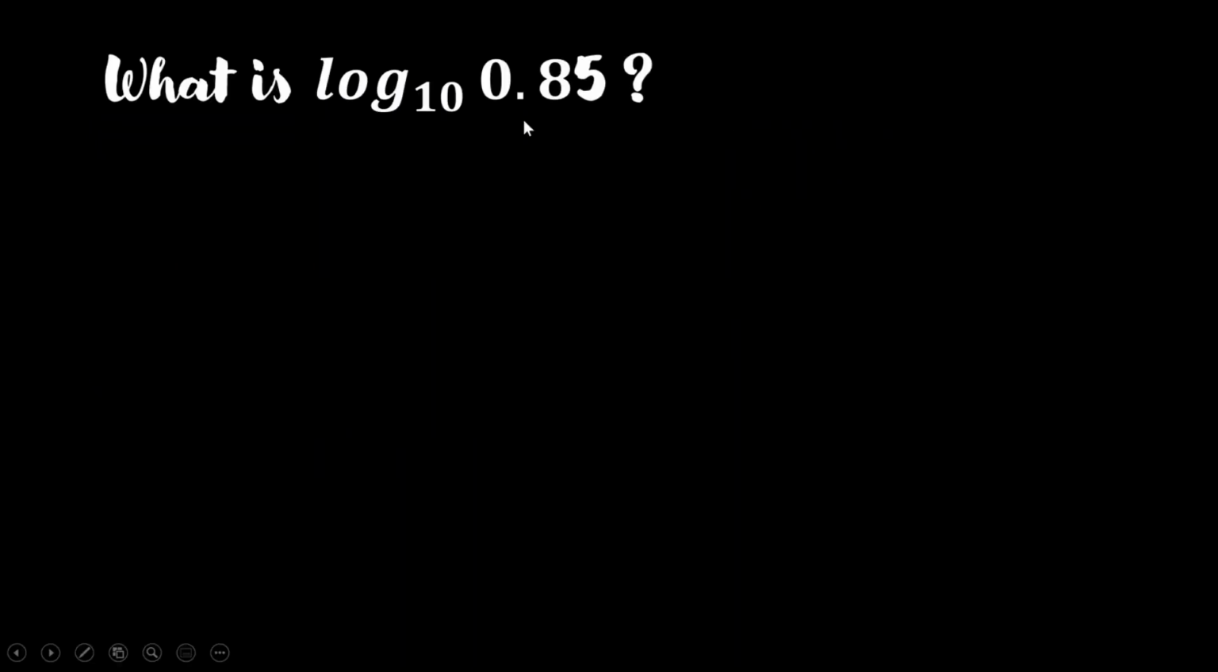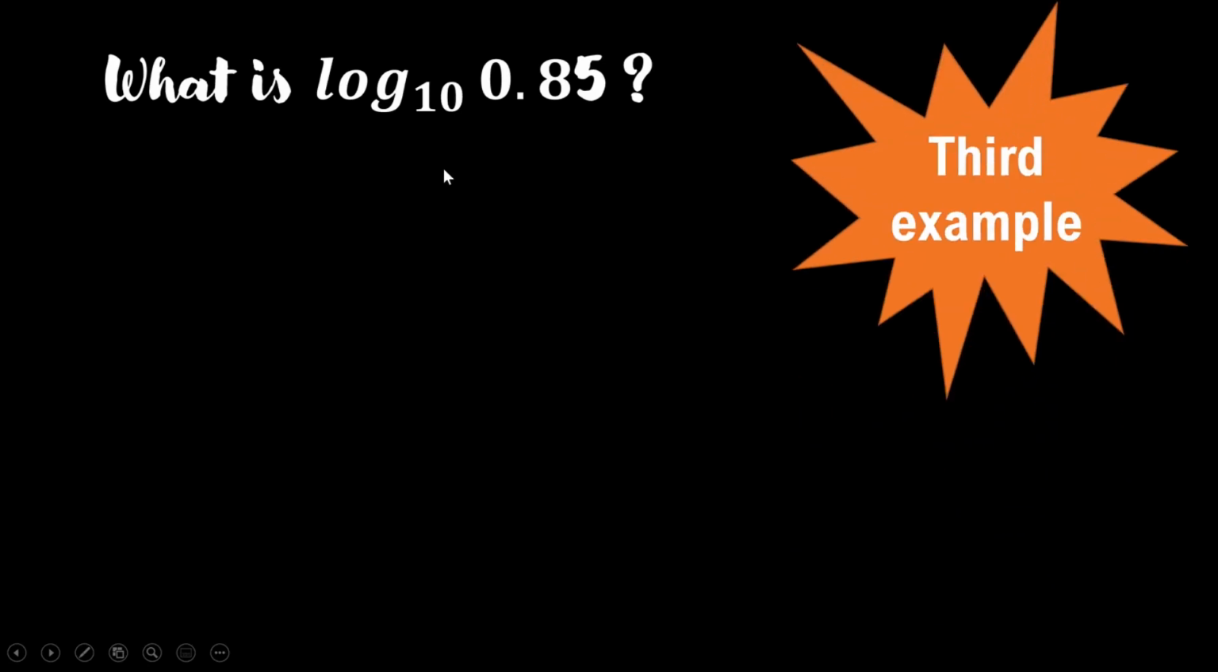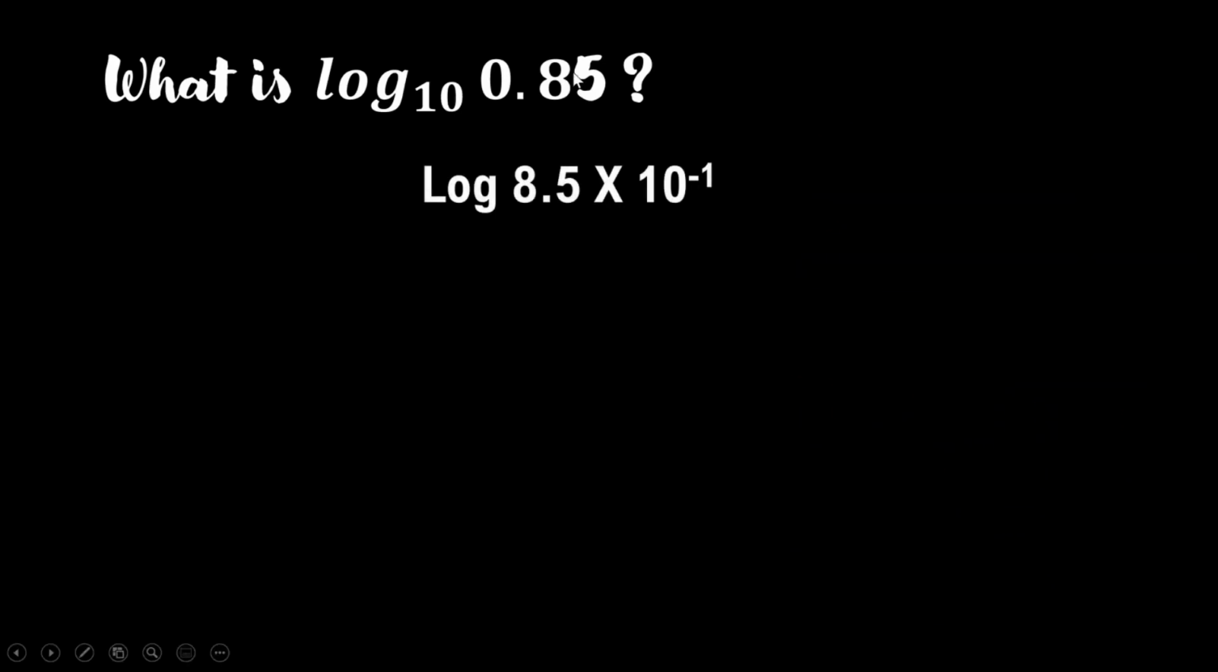For example, let's find out the characteristic and mantissa for log of 0.85 with the base 10. This is the third example of ours. You know that we can write 0.85 as 8.5 multiplied by 10 to the power minus 1. We are just rearranging the decimal. And please remember, we are dealing only with common logarithm, that means base 10. First of all, you need to rearrange it. This is a very important step.